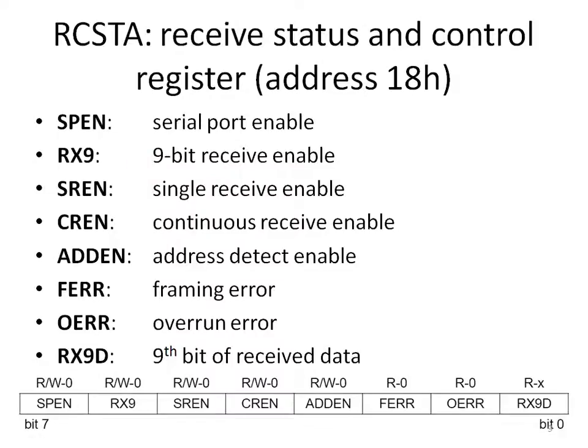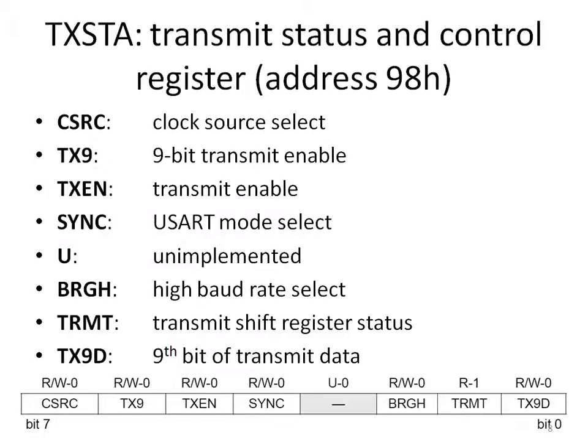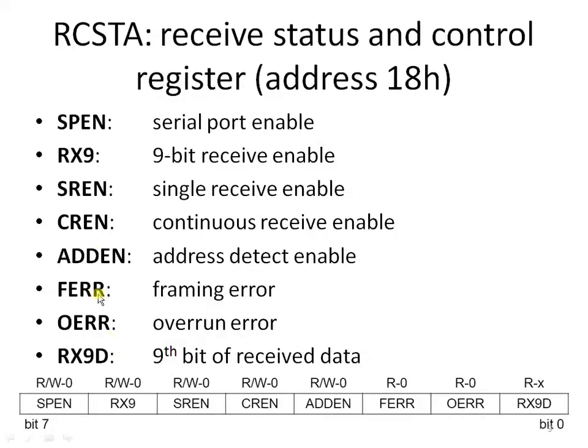If you make it 0, then the receiver cannot receive the 9th bit. It can only receive the 8 bits. So while transmitting, if you are making this bit 1 and you are transmitting the 9th bit, then definitely at the receiver you have to program this bit to logic 1 so that the receiver can receive the 9th bit. Okay, and that received 9th bit will be stored inside this RX9D bit.